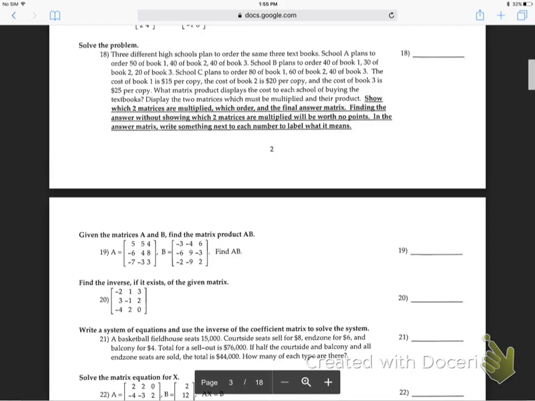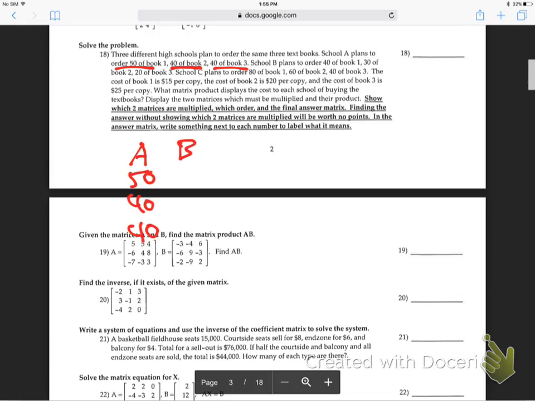So, how do we do number 18? Well, this is about two matrices. It says 3 different high schools plan to order the same 3 books. School A is going to order 50 of book 1, 40 of book 2. So, okay, we have school A. They're going to order 50, 40, and 40, right?